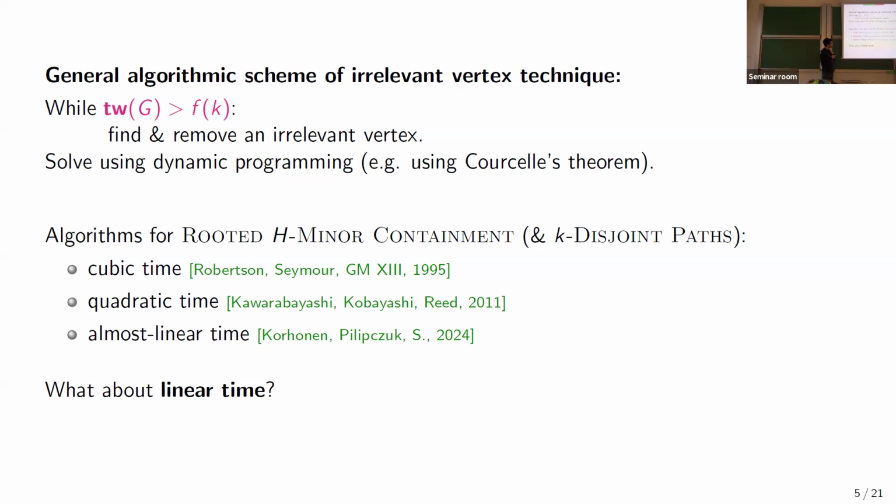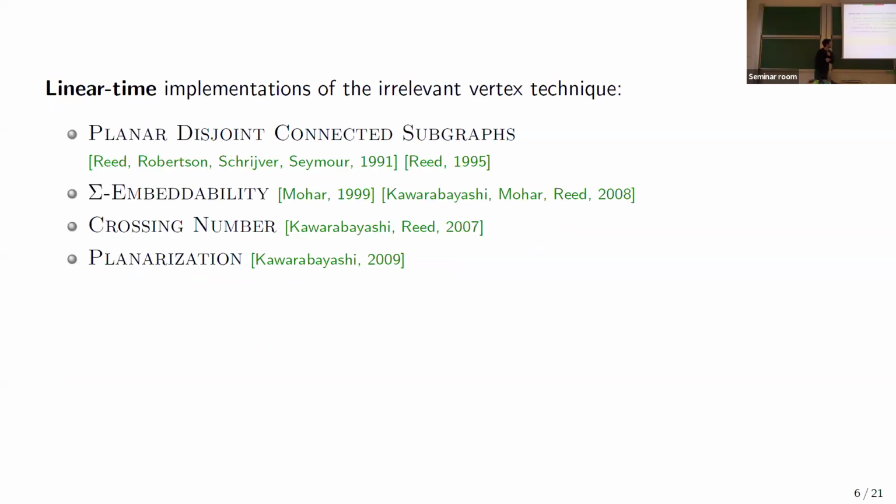And in fact, this is not something that's completely exotic, because for certain problems, we already have linear time algorithms. For example, planar disjoint connected subgraphs, a generalization of planar disjoint paths, has a linear time algorithm. Embedding a graph in a fixed surface, computing the crossing number, computing if you can remove some vertices to planarize your graph. All these are examples of problems that admit linear time algorithms.